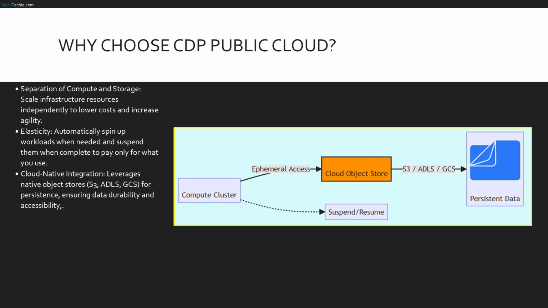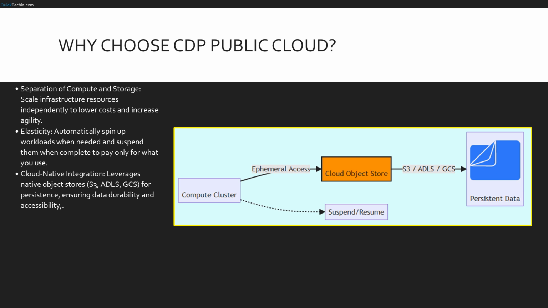Furthermore, CDP integrates natively with cloud object stores like Amazon S3, Azure Atlas, and Google GCS. This means your data is durable and accessible, not locked inside a proprietary file system, enabling a data lakehouse architecture where multiple engines can access the same data simultaneously.